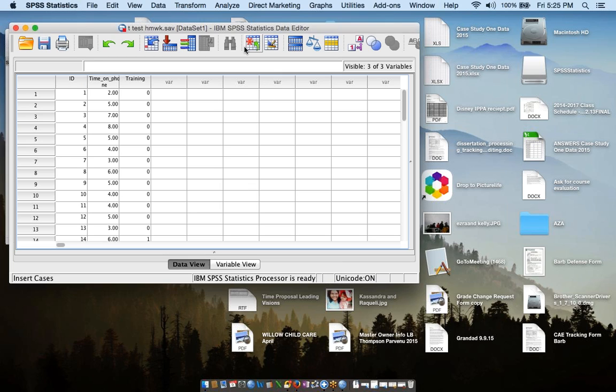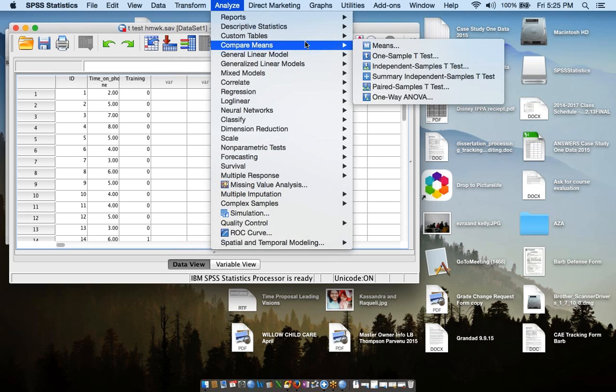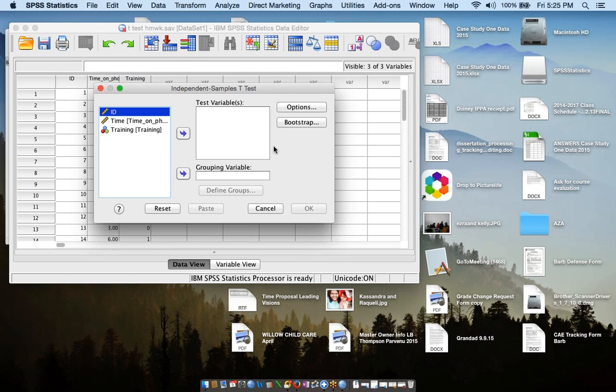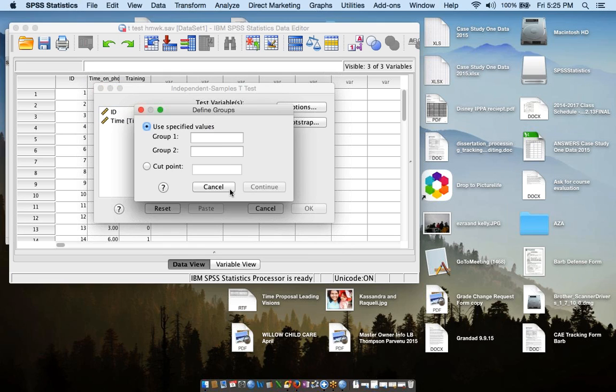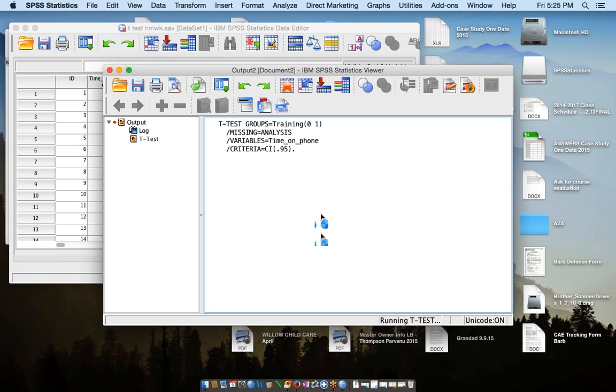So, given this scenario and what we talked about in class, we know that we're comparing the group that had training to the group that did not have training, and therefore this is an independent sample t-test. So I'm going to go Analyze, Compare Means, Independent Sample t-test, and my grouping variable is training. We just labeled it, so we know that group 1 is 0 and group 2 is 1. And we know the test variable, which is the dependent variable, is time. I'm going to hit OK.